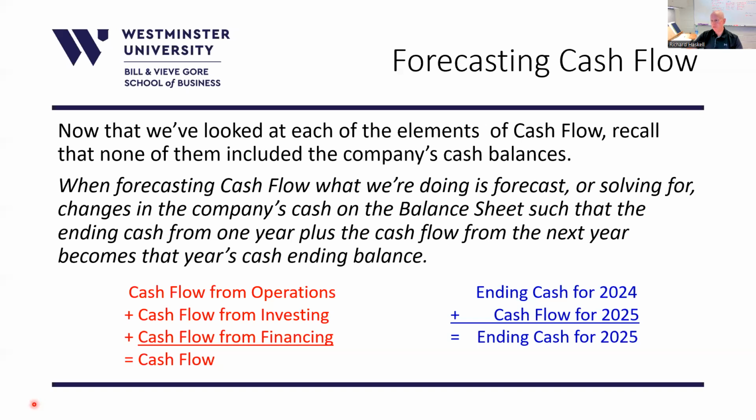So let me say that a little bit differently. Let's assume that for 2024, we had $1 million in our checking accounts. That was our ending balance for 2024. That would be synonymous with our beginning balance of $1 million for the beginning of 2025. If we then had $500,000 in cash flow for 2025, the resulting ending balance for 2025 would be the $1 million beginning balance plus the $500,000 cash flow, resulting in a $1.5 million ending balance, or cash balance, at the end of 2025.